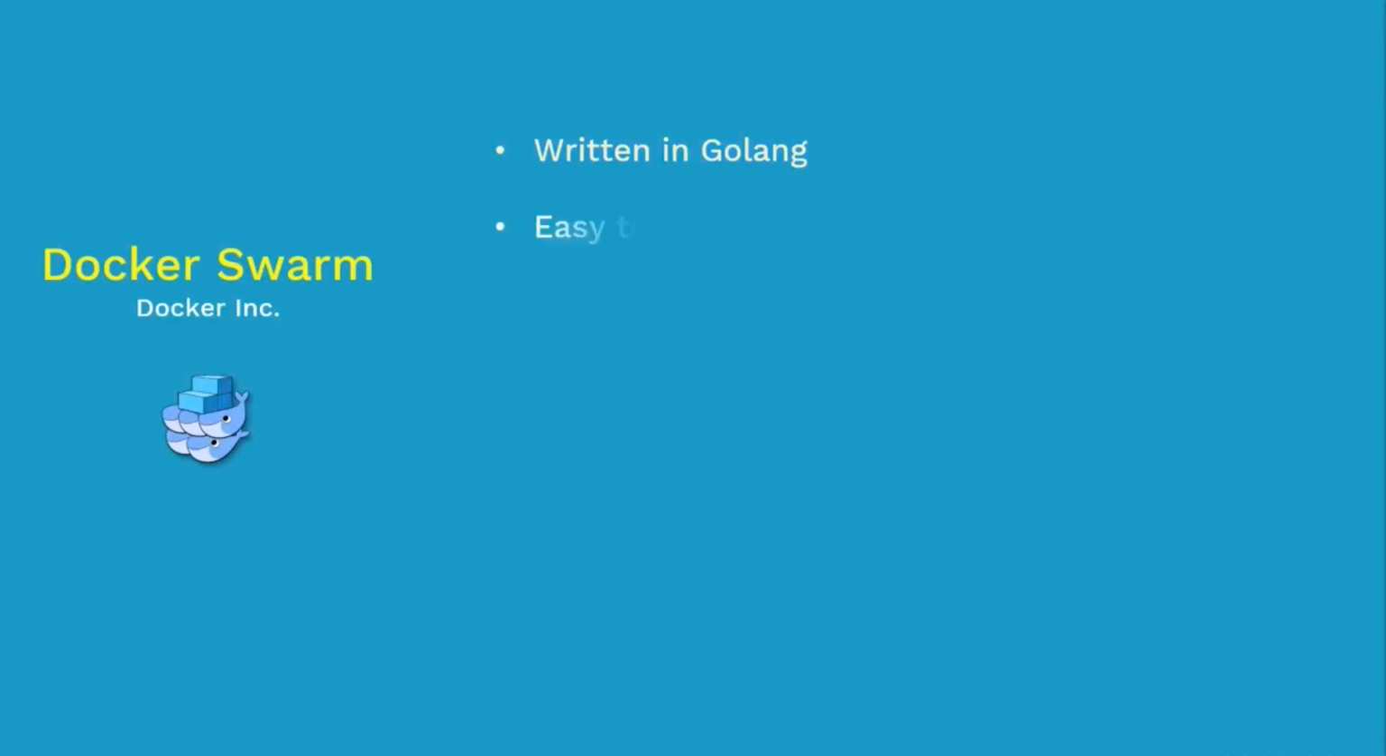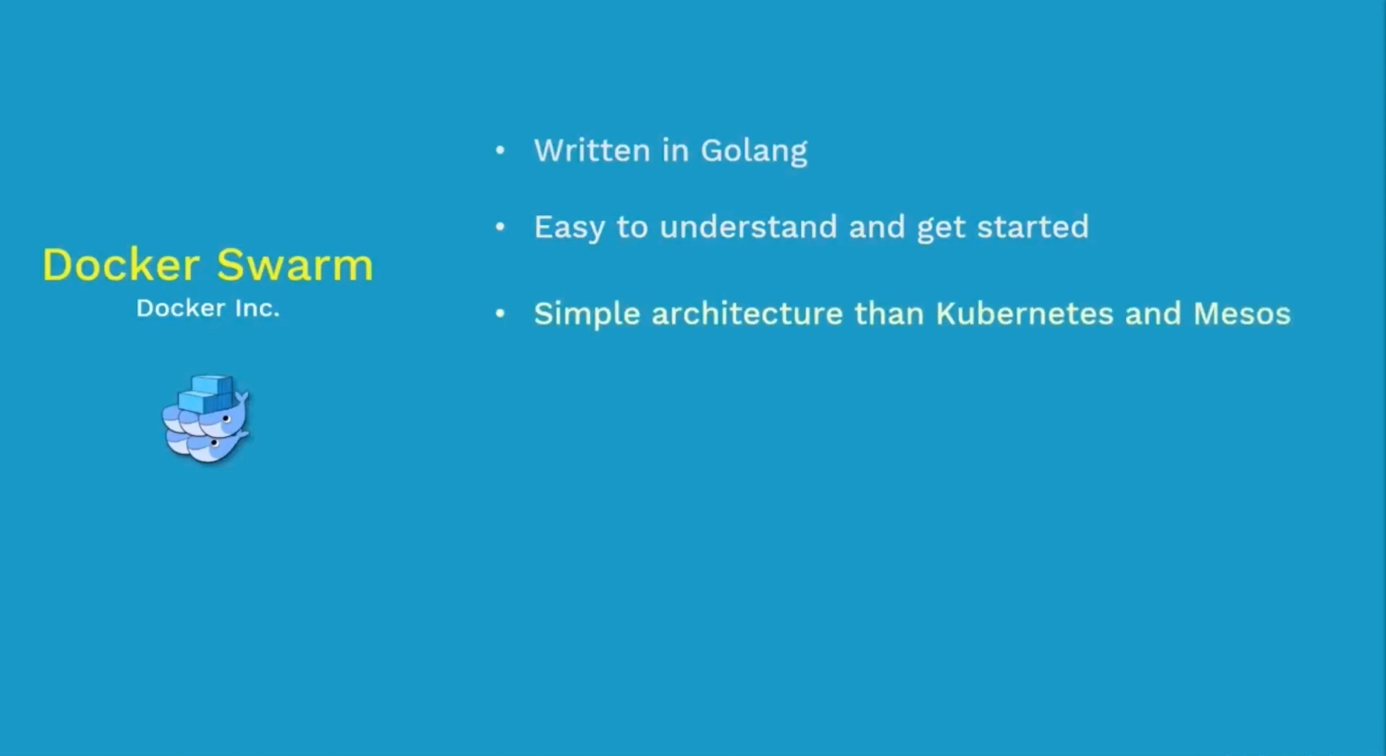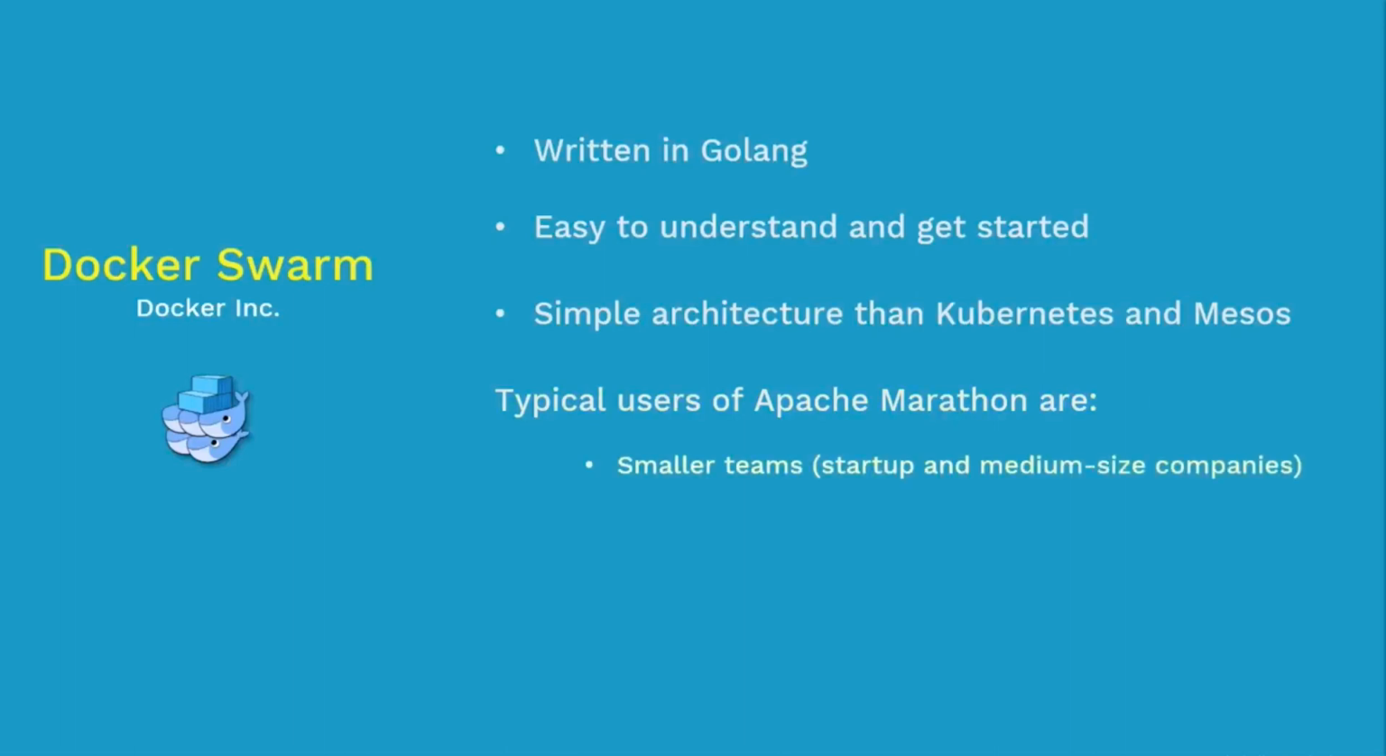Docker Swarm is easy to get started, set up, and understand. And it has the simplest architecture when compared to other container orchestration engines. If you're new to container orchestration, then it is a good idea to start with Docker Swarm. So, who are the typical users of Docker Swarm? Mainly small to medium sized teams like startups or medium sized companies. And I've only seen Docker Swarm used in brand new greenfield projects.